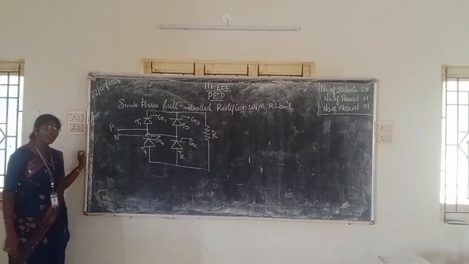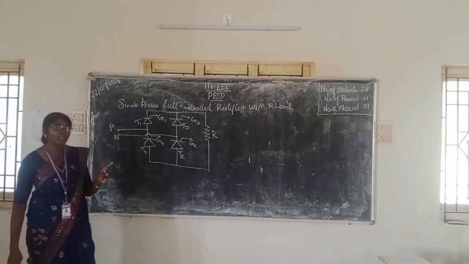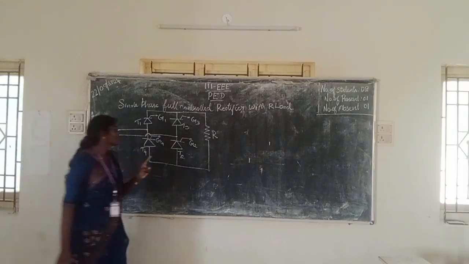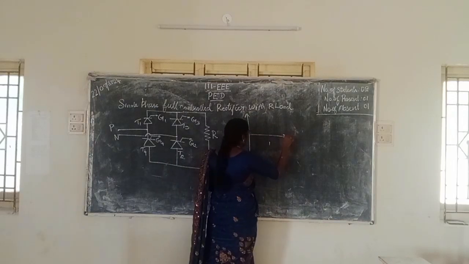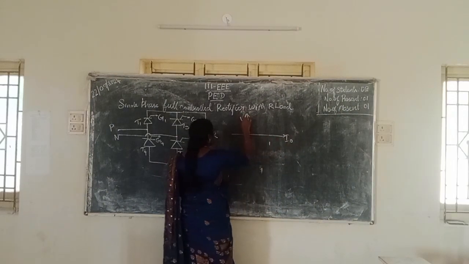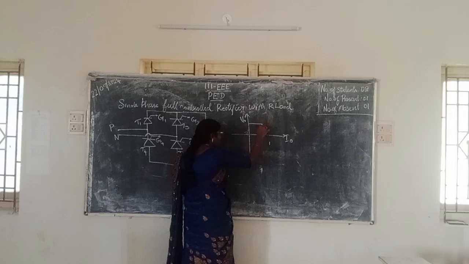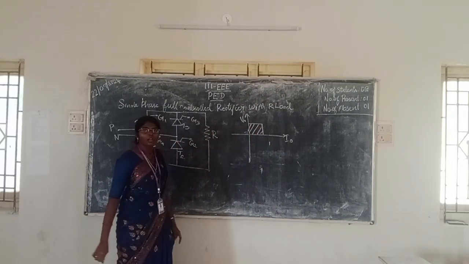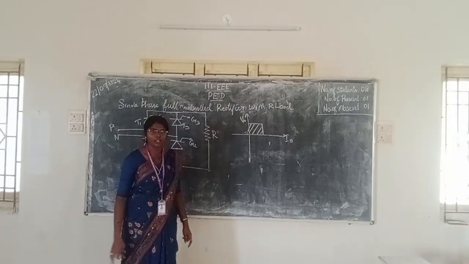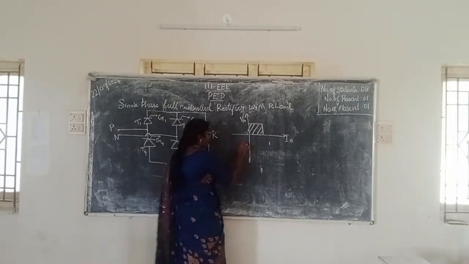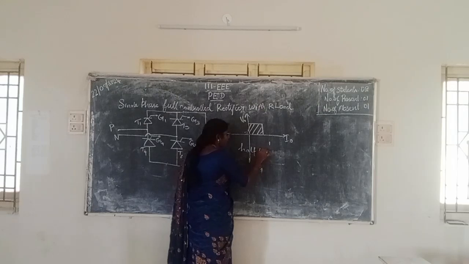For half wave control, it conducted only in one quadrant, right? We have seen how it is for half wave control. This is your I naught and this is your V naught. It conducted only during the positive half cycle. Both the voltage as well as the current are in the positive half cycle. This is for the half wave control rectifier.